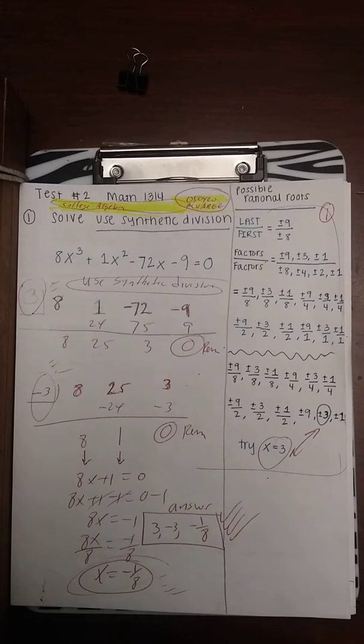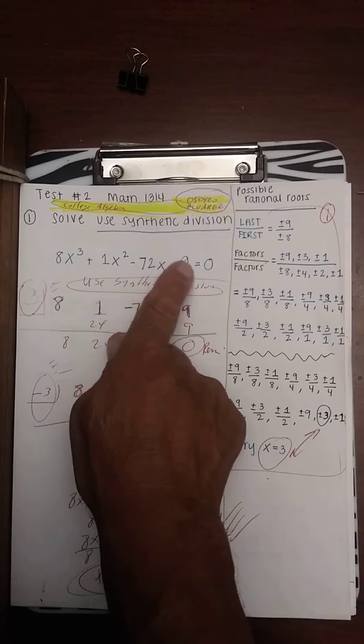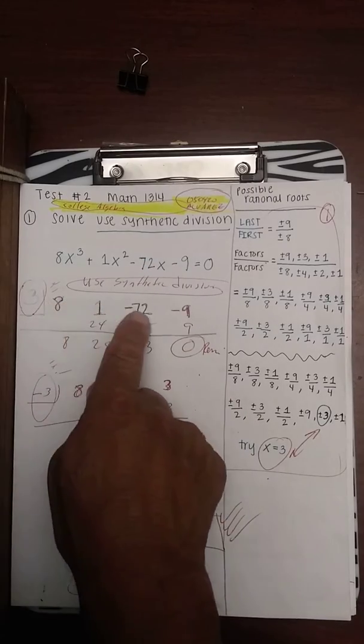Alright, test number 2, Math 1314, College Algebra by Professor Alvarez. Solve this by using synthetic division. Start out with the original problem: 8x cubed plus y squared, 72x, negative 9; 8, 1, negative 72, negative 9, right.